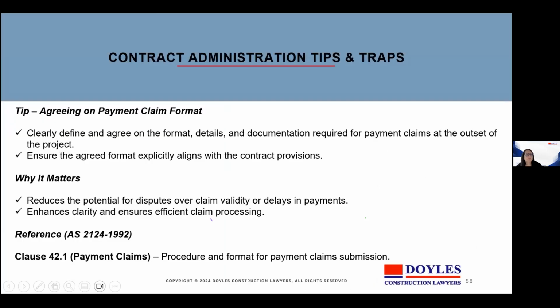So, what are some contract administration tips and traps? Agreeing on payment claim format. Clearly define and agree on the format details and documentation required for payment claims at the outset of the project. Ensure that the agreed format explicitly aligns with the contractual provisions. Agreeing the format early avoids technical disputes later, and that's why it matters. It reduces the potential for disputes over validity or delays in payments, enhances clarity, and ensures an efficient claiming process.